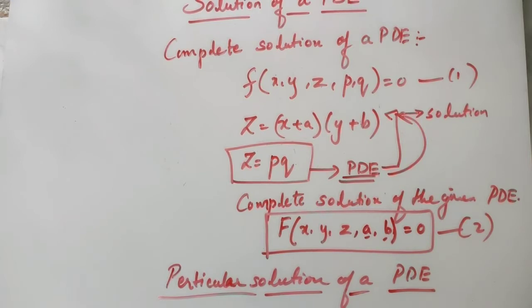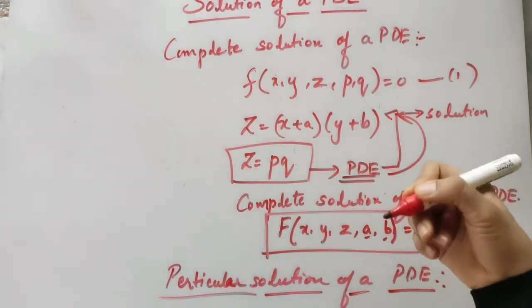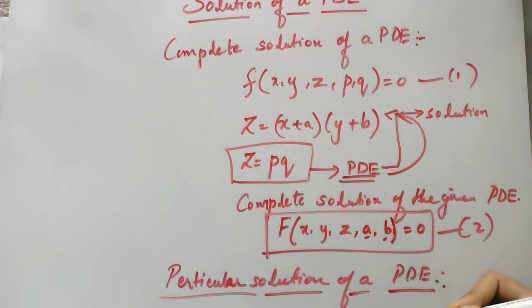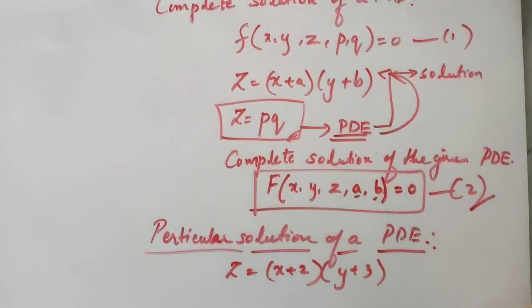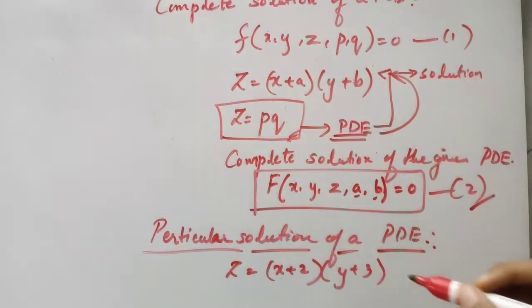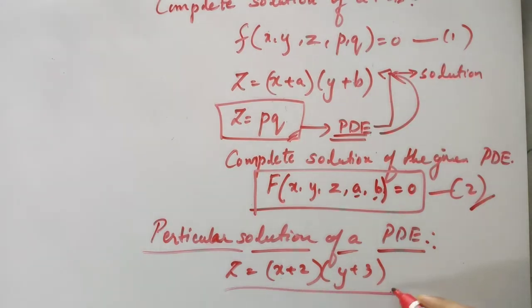I hope the point is clear to you. All you have to do is give particular values to those arbitrary constants. The solution which we get of equation 2 turns out to be a particular solution of a PDE. For example, substituting particular values for those arbitrary constants, you get the particular solution of the given PDE. The example is here: a is equal to 2 I am putting and b is equal to 3 I am putting. The solution which I get now is nothing but the particular solution of this given PDE.